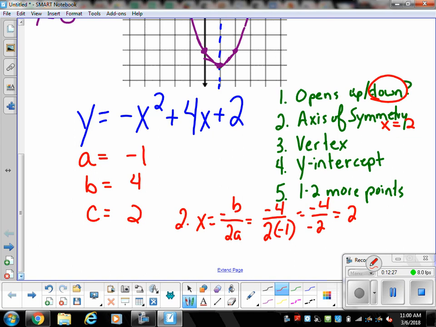Now, how do we find the vertex? What we know about the vertex is, I'm going to change colors here. I know the x coordinate is going to be that 2 that we just got from the axis of symmetry. How do we find the y coordinate? Plug it back into the equation. Plug the x back into the equation.